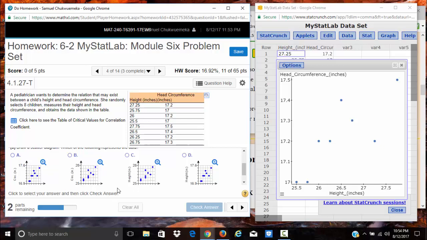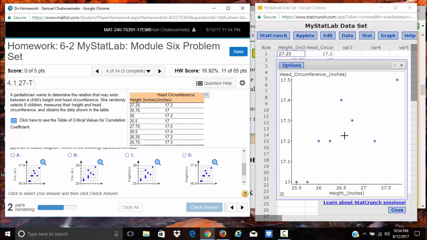Let's see which ones to eliminate and which ones we shall concentrate on. If you look at this, B will be eliminated, because B doesn't look like this scatterplot. Just compare this scatterplot with this. So eliminate B, and eliminate C as well. We're left with A and D.